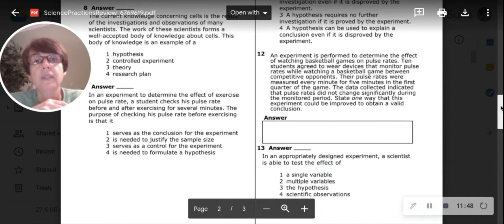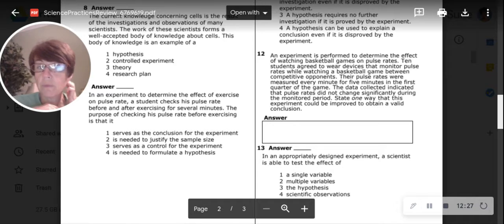All right. An experiment is performed to determine the effect of watching basketball games on pulse rates. 10 students agreed to wear devices that monitor their pulse rates while watching a basketball game between competitive opponents. So like watching the NBA finals right now. Their pulse rates were measured every minute for 5 minutes in the first quarter of the game. The data collected indicated the pulse rates did not change significantly during the monitored period. State one way that this experiment could be improved to obtain a valid conclusion.